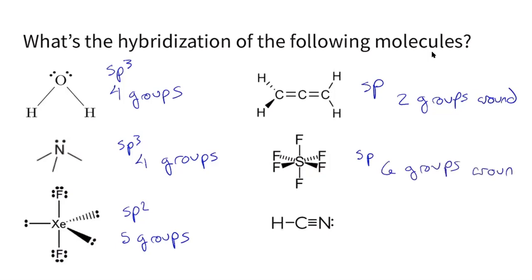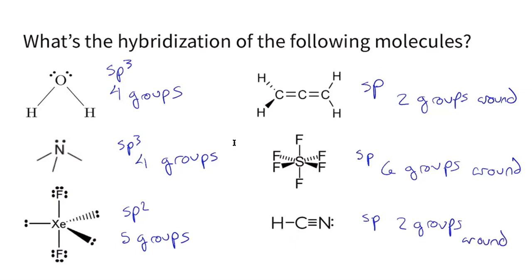And lastly, we have our HCN down here. Can anyone give me the last hybridization scheme for this molecule? sp. Yep, good, Alex. So this is sp hybridized. There are 2 different groups around our carbon. So I'm going to go ahead and write that. Wonderful. You guys are pros at this.